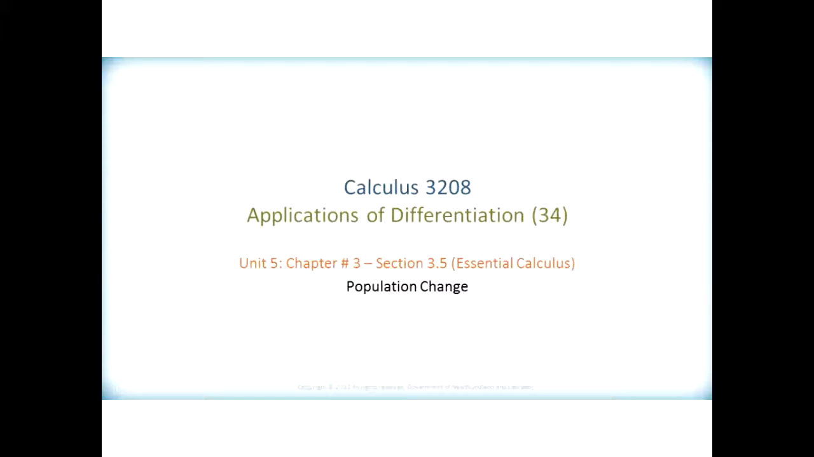Another rate of change situation that you might see, a common application of the concepts of rate of change and derivatives, would be something called population change. You can model how populations are changing, but it could be populations of just about anything, as we will see. So let's get right down to business.